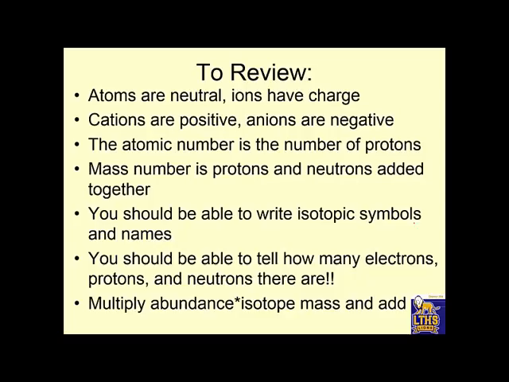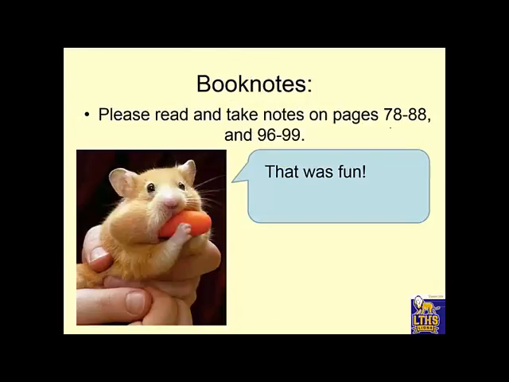So we're learning a lot about the periodic table. Just to review: atoms are neutral, ions have charge, cations are positive, anions are negative, the atomic number is the number of protons, and mass number is protons and neutrons added together. You should be able to write the symbols and names of isotopes and tell how many electrons, protons, and neutrons there are. And to calculate the average atomic mass, you multiply the abundance times the mass of the isotope and then add them together. Fun times.